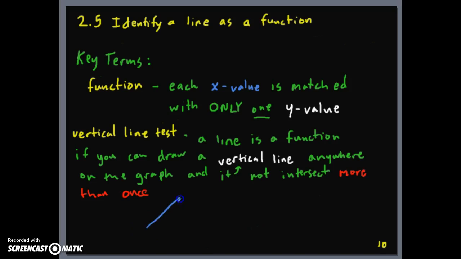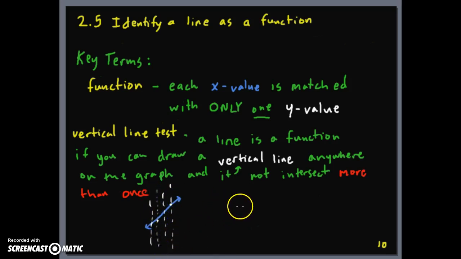So let's say, for example, we've got this line right here on a graph, and we want to determine whether or not it's a function. If we drew a vertical line on this graph, and the vertical line only intersects the line that we're trying to determine if it's a function one time, then it passes the test. Anywhere on this line, if I draw a vertical line, it's only going to meet one time. It's not going to meet twice.